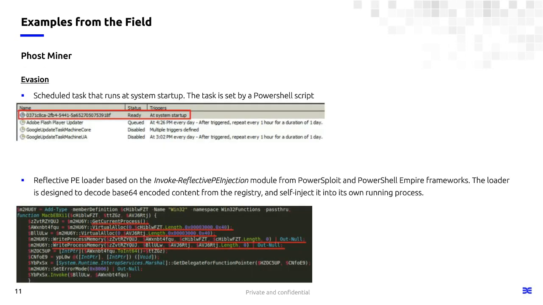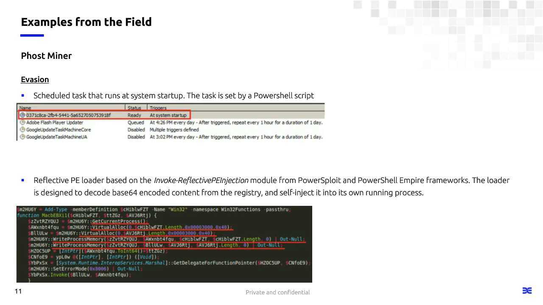This malware used many different types of evasion techniques. I'd like to focus on two of them. The first is a scheduled task that runs at system startup. This task is set up by a PowerShell script. You can see here the scheduled task that runs the next stages of the miner whenever the system starts up.